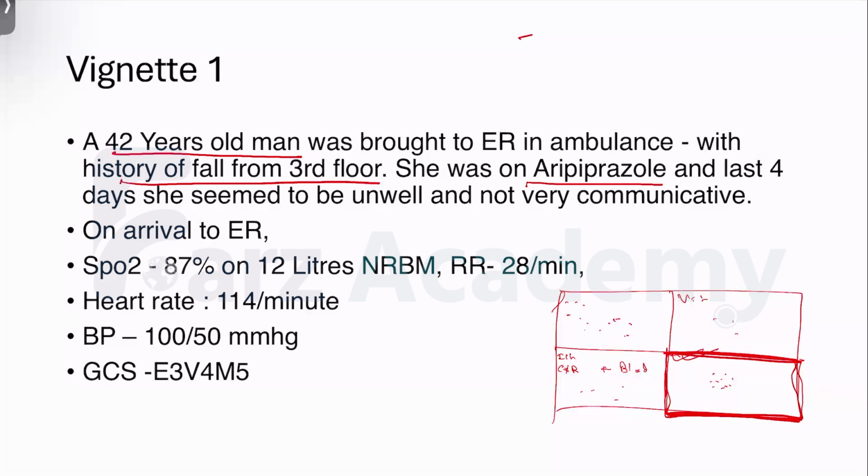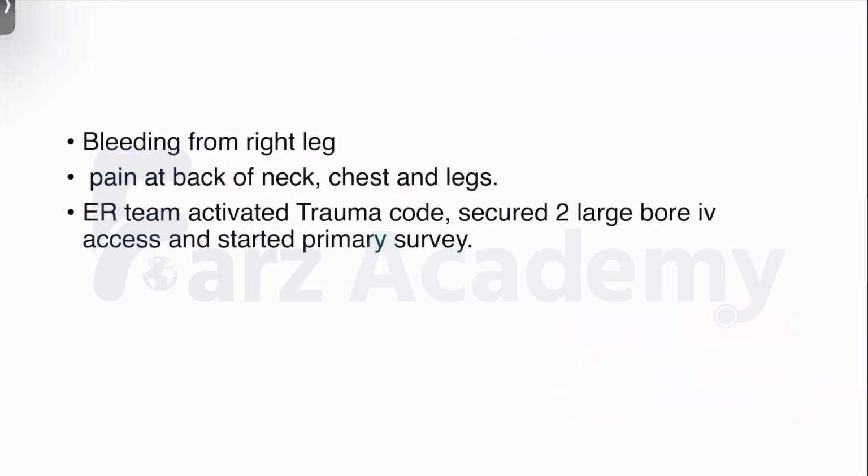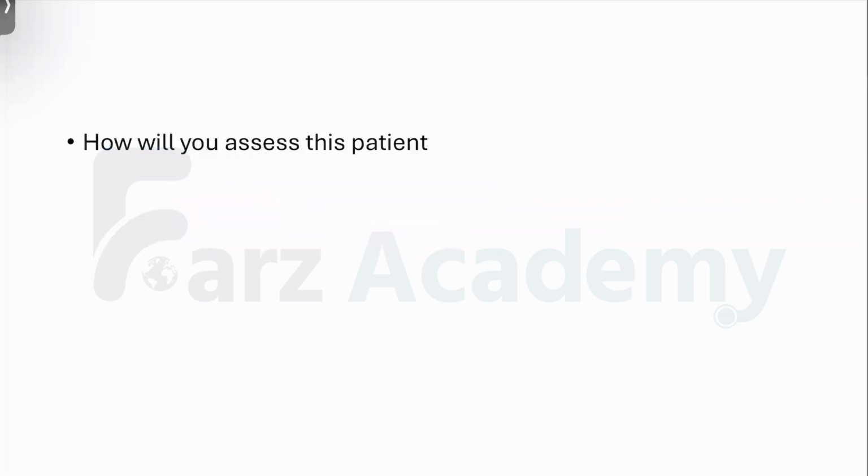I think by now everybody has had ample time to read the vignette. Here it's a very basic thing. There's bleeding in the right leg, pain at different parts of the body, including the back of the neck, which is very significant. And we have started a primary survey. So now the question is, how will you assess the patient? Just one of you unmute yourself and tell me, and then I shall fill in the gaps. Let's do it fast, because otherwise we shall not be able to complete.